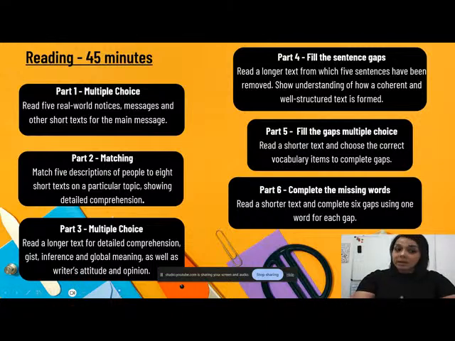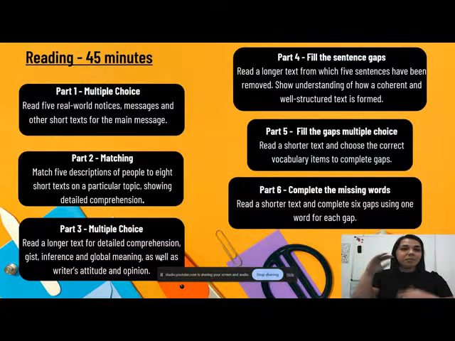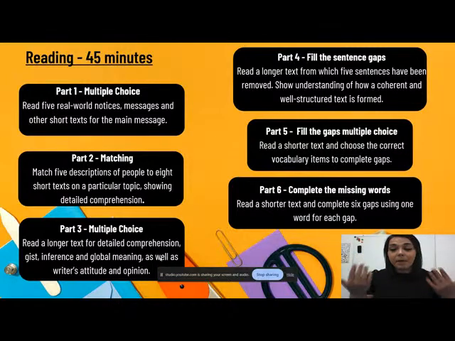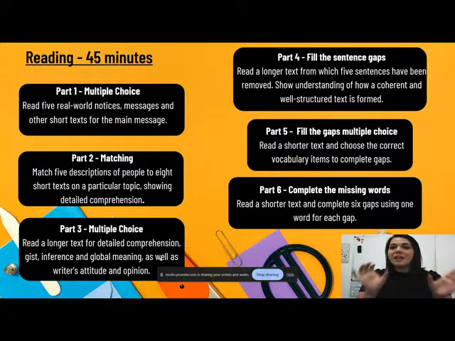Part 3 is multiple choice again. The difference between part 1 and part 3 is that part 3 is a longer text. So it is approximately 100 words, more or less. But your objective is to read for general meaning, as well as perhaps the writer's opinion, and make your choice based on that. Part 4 of the reading exam is a sentence gap fill activity.